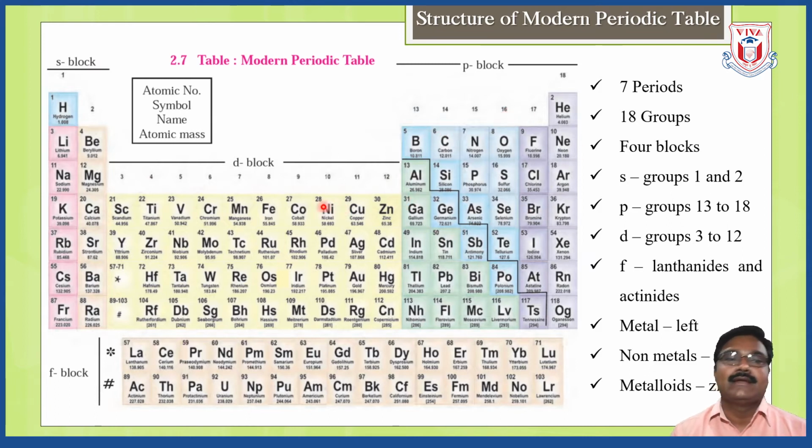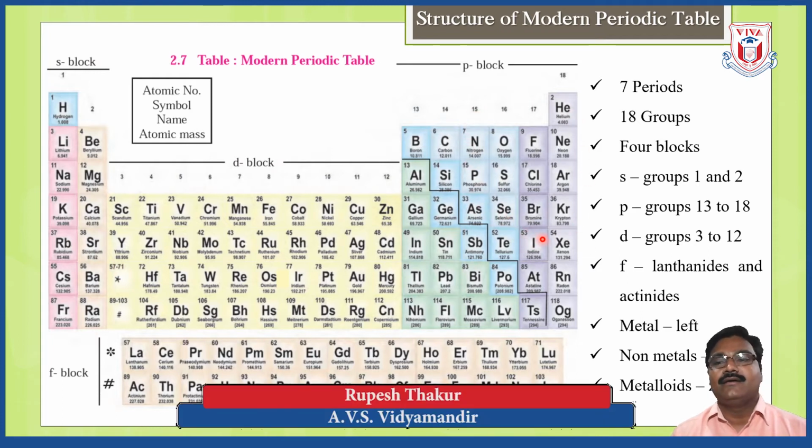That means you will clearly see all the metals are placed on the left side of the periodic table and non-metals are placed at the right side of the periodic table, and metalloids are placed along the zigzag line.